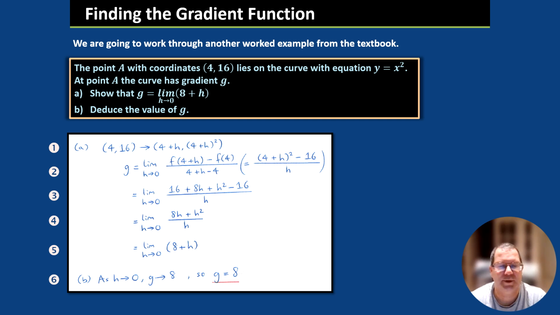For part B, in line 6, we're simply saying that as h tends to 0, 8 plus h, of course, is going to tend to the number 8, which is the value of g. So the value of g is equal to 8.